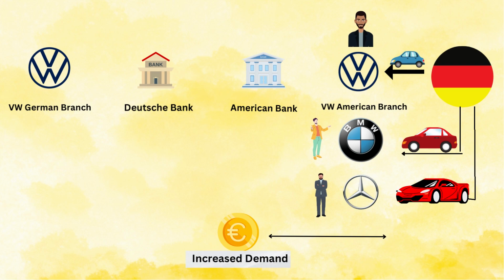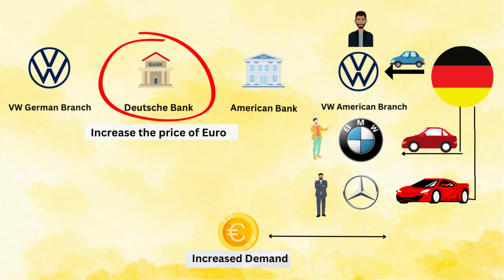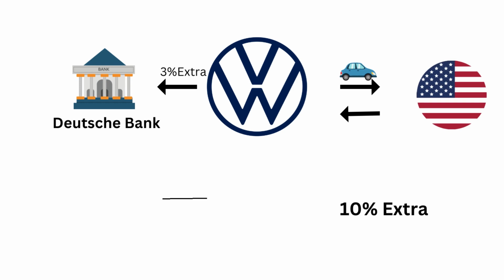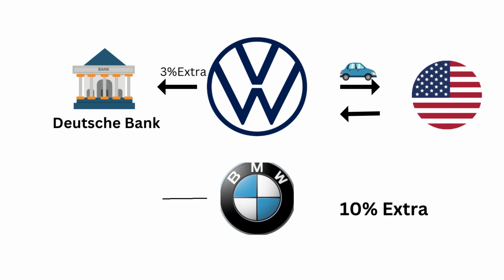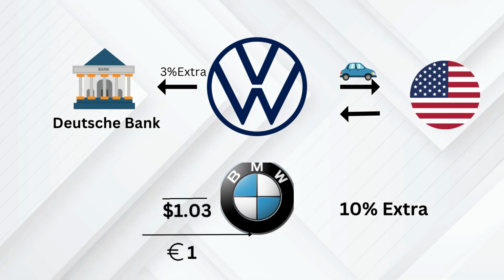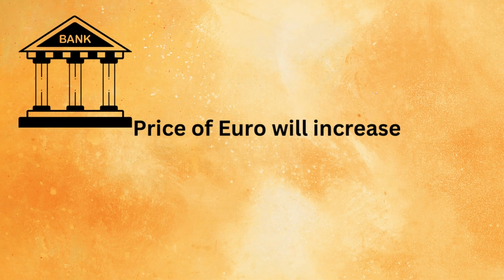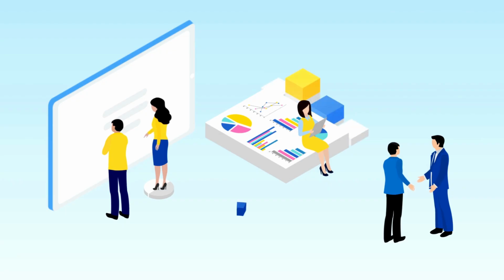Then the demand for euro will increase, so now Deutsche Bank will take advantage of this, and they will increase the price of euro. Deutsche Bank will sell the same €1 at $1.03, but VW will not mind paying 3% extra because they're getting a 10% extra margin by selling cars in the US, right? But guess what? Same is the case with BMW also, whereby even they'll be willing to pay $1.03 to buy €1, because even they are getting a 10% extra margin. So again, Deutsche Bank would increase the price of euro to $1.05. And just like this, when different American branches try to buy euro from German banks, the price of euro would increase to $1.05. So do you see what is happening over here?